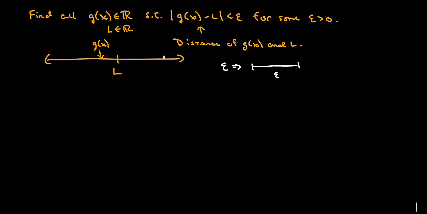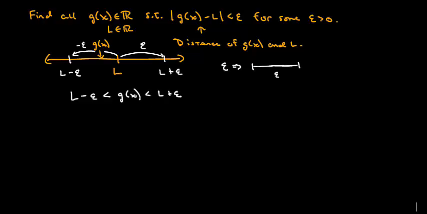So if we start at L and go out a distance of epsilon, then this point must be L plus whatever epsilon is. Likewise, if we go that same distance the other direction, if we subtract epsilon, we end up with L minus epsilon. And g of x has got to be stuck on that interval. So it's pretty easy to write now. What we have is that L minus epsilon is less than g of x, which is less than L plus epsilon.